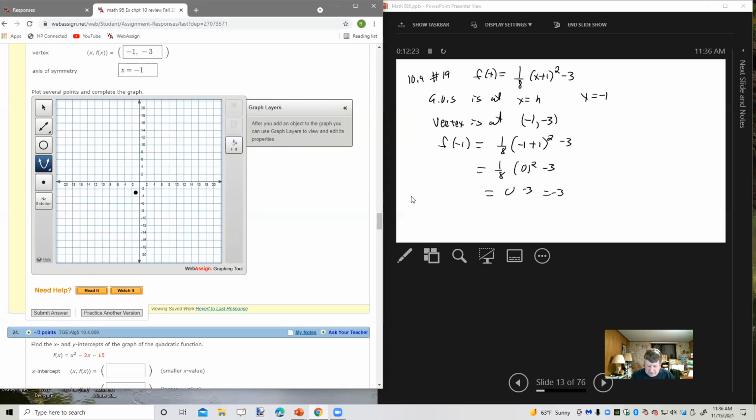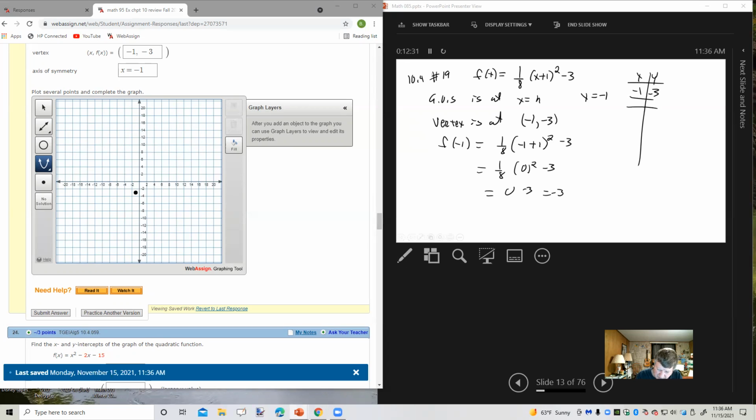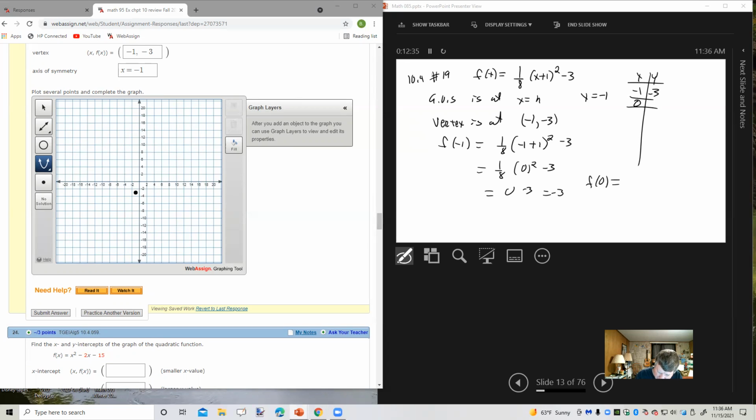All right, now, so to graph it, my vertex is at negative 1, negative 3. Okay, and then I need a second point. So for my table, I've got negative 1, negative 3. How about when x is 0? Let's find out what f of 0 is. That's 1/8 times 0 plus 1 squared minus 3, 1/8 times 1 squared minus 3, 1/8 times 1 minus 3, 1/8 minus 3.